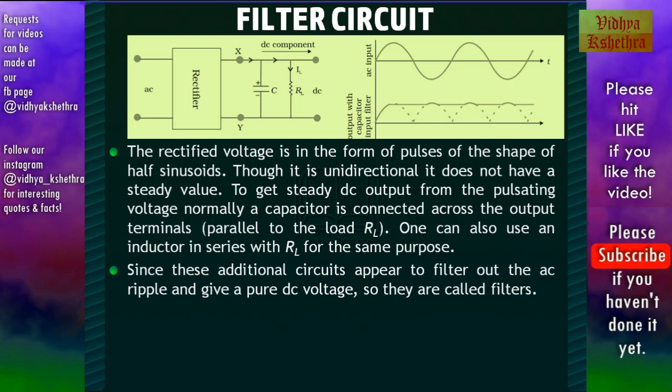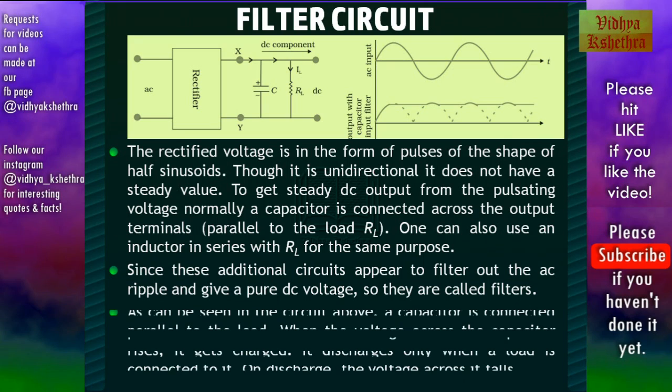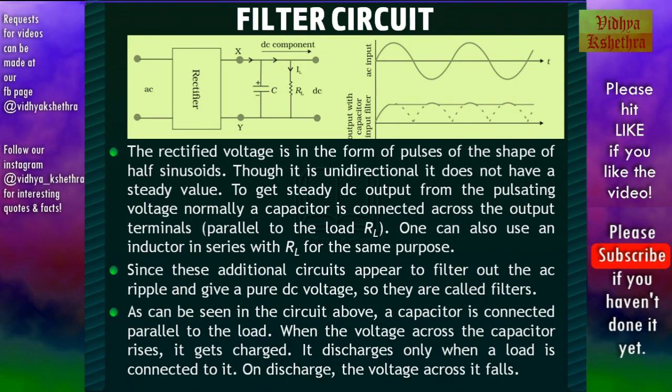Now this figure shows the filter circuit. That is, a capacitor is kept parallel to the load resistor RL, and the output voltage with the filter is as shown in the figure. As can be seen in the circuit above, a capacitor is connected parallel to the load. When the voltage across the capacitor rises, it gets charged. It discharges only when a load is connected to it. On discharge, the voltage across it falls.